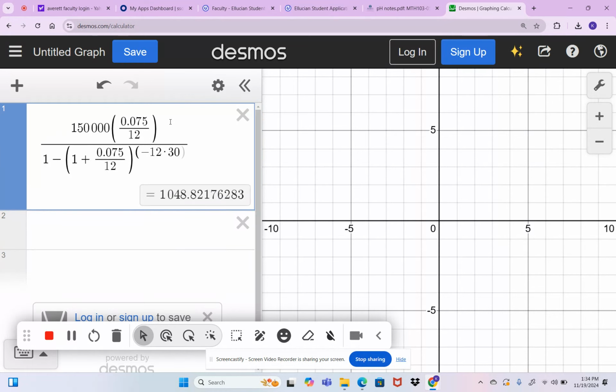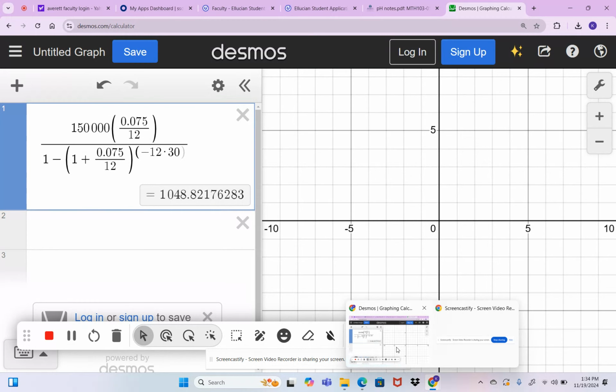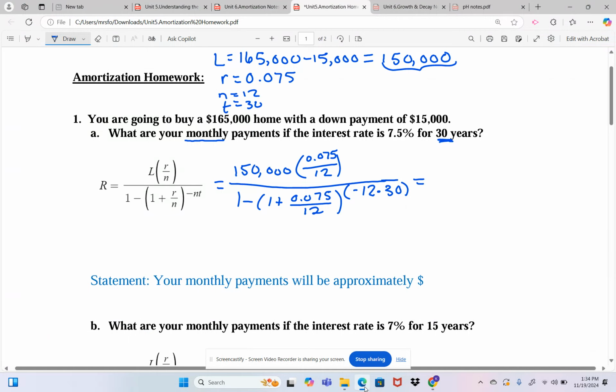So now it shows me that the monthly payments would be $1,048.82. So your statement, you're going to have to write your own statements on a test. Your monthly payments will be approximately $1,048.82.